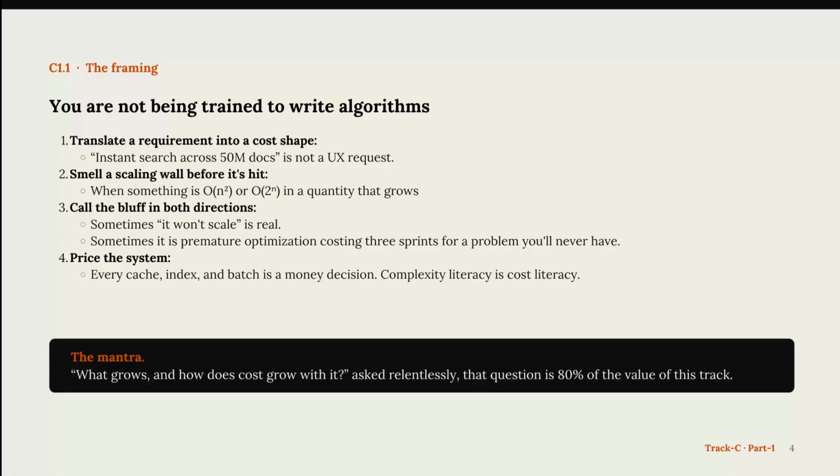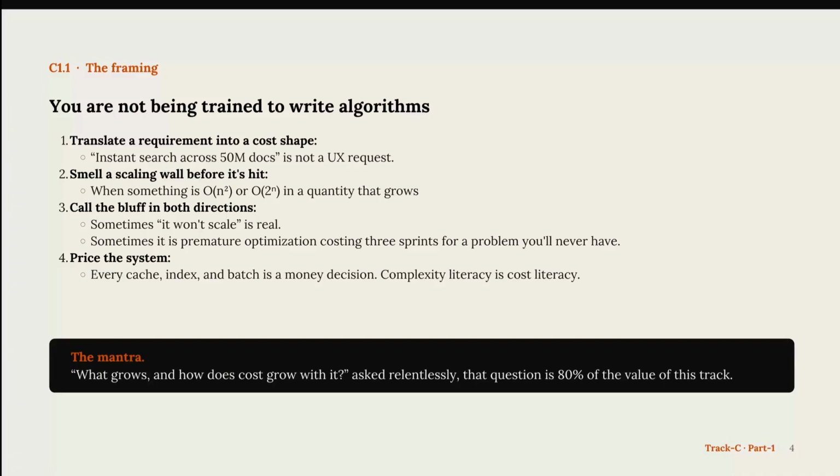You should also be ready to call the bluff in both directions. Sometimes it won't scale. It's real. It cannot scale beyond a certain point. Sometimes it's a premature optimization. We start thinking about huge volumes, huge requests that are going to come and start to optimize in the beginning itself. So we lose 3 sprints of actual work trying to optimize, which could have been done better.